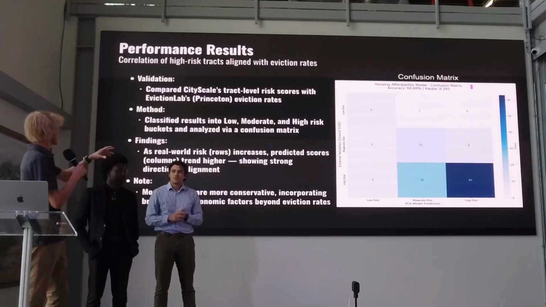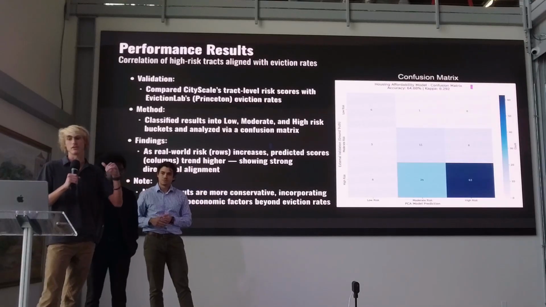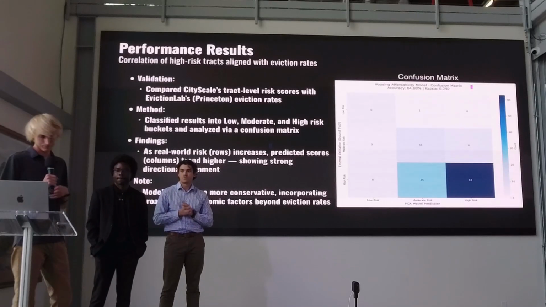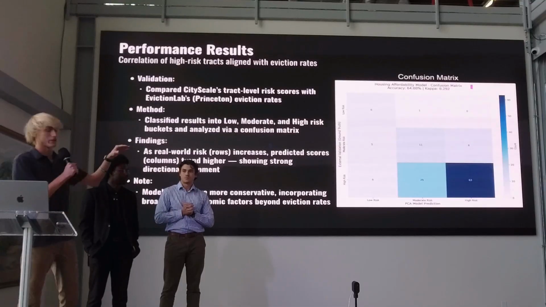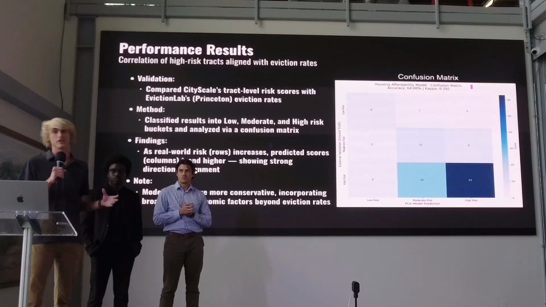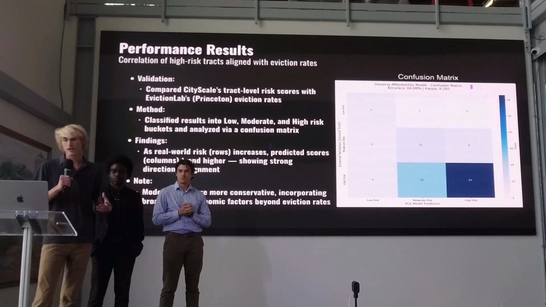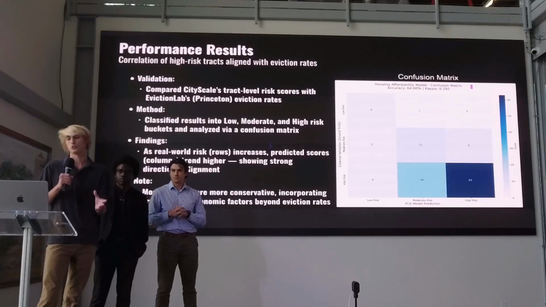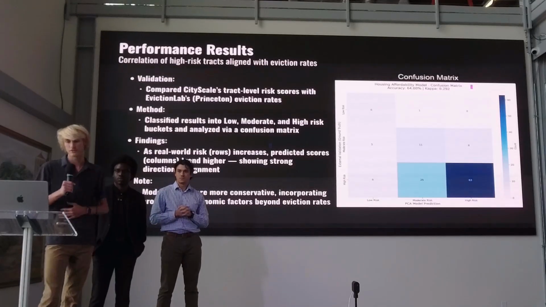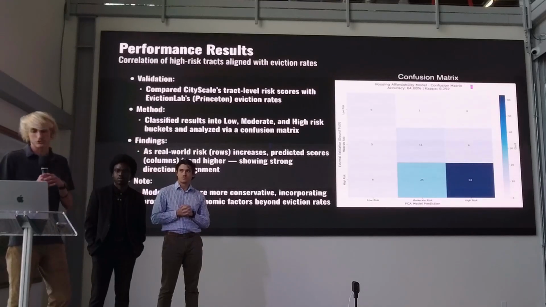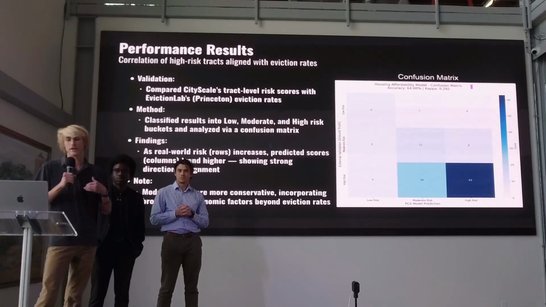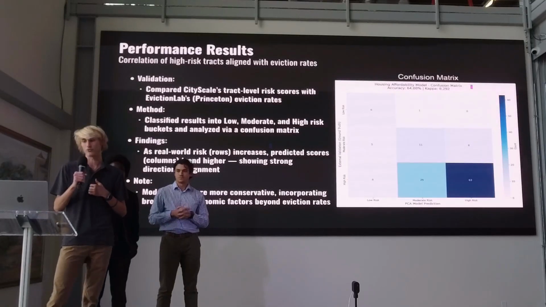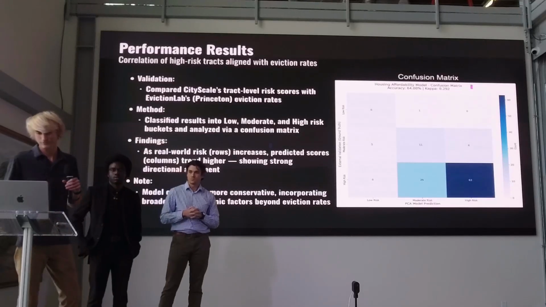So here we're looking at our performance results, and in this we compared our tract level risk scores with Eviction Lab's eviction rates. We classified it into low, moderate, and high risk buckets, and then analyzed via a confusion matrix. In our findings, as the real world risk in the rows increases, the predicted scores in the columns will trend higher, which shows a strong directional alignment. But do note that the model outputs are a bit more conservative because we incorporate much broader socioeconomic factors beyond just eviction rates.